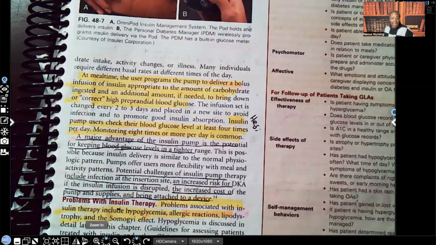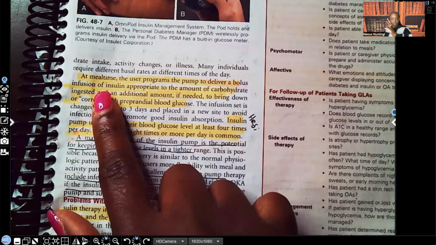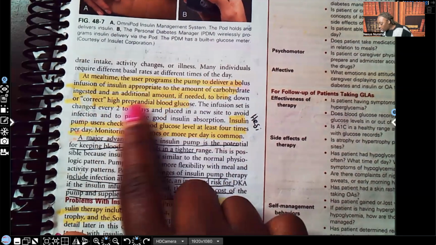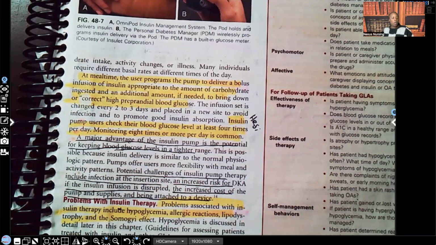Okay. At mealtime, the user programs the pump to deliver a bolus, okay? So just a pump, a lot at one time, infusion of insulin appropriate to the amount of carb ingested, and additional amount if needed to bring down or correct the high preprandial blood glucose. So just like normally, your body secretes tiny little amounts of insulin all day, but when you eat a meal or snack, it releases a bolus. Well, this pump is going to release a small amount throughout the day, but the person who has that insulin pump, when they're eating a meal or a snack, they're going to program that pump to release a bolus according to the carbs that they're ingesting, okay?